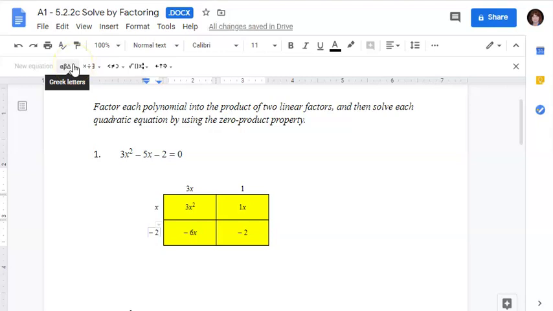Now, to be sure you're correct, you want to basically multiply your factors to make sure that they are equal to what's inside of the box. 3x times x is 3x squared. 1 times x is 1x. 3x times negative 2 is negative 6x. And 1 times negative 2 is negative 2. So I have found the 2 factors and the only 2 linear factors that will give me the same terms that are inside of this box.